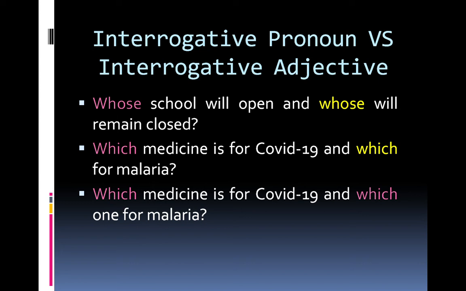The basic tip is, whenever the noun is mentioned with these two words, whose and which, there is a question, a direct question in whose and which, and a noun follows them, then they are interrogative adjectives. And when they take the place of that noun, when the noun is omitted but understood, then they are interrogative pronouns.